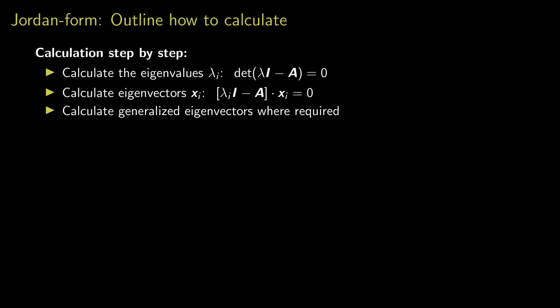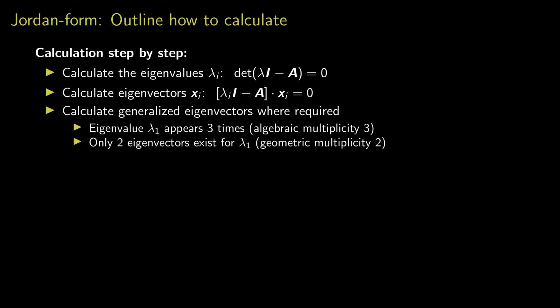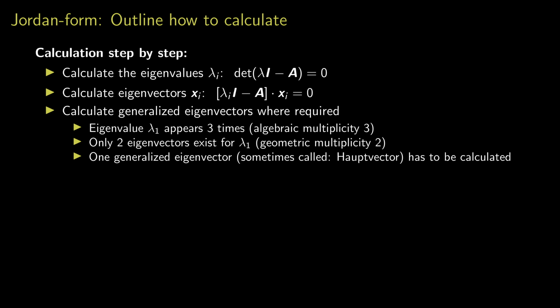It is required if the geometric multiplicity of an eigenvalue, so the number of eigenvectors, is smaller than the algebraic multiplicity of the eigenvalue, so how often the same eigenvalue appears. For example, if eigenvalue lambda 1 appears 3 times, we have an algebraic multiplicity of 3. If there are only 2 eigenvectors for lambda 1, we have a geometric multiplicity of 2. Since the eigenvalue appears 3 times and we only have 2 eigenvectors, we have to calculate one additional generalized eigenvector.